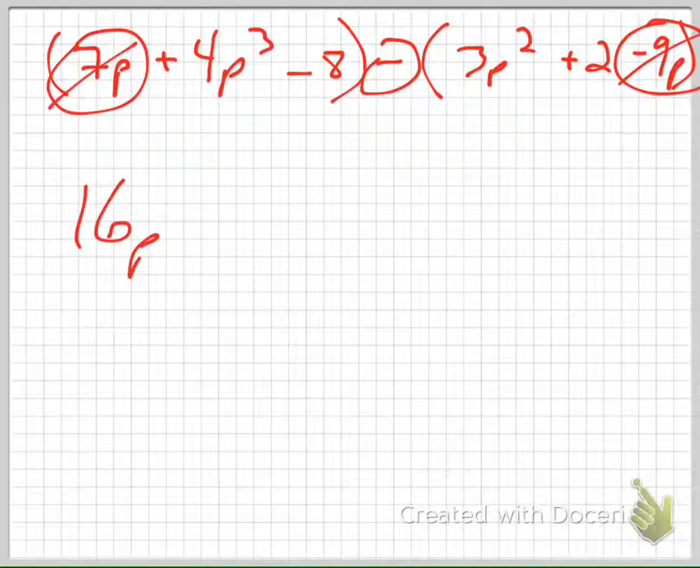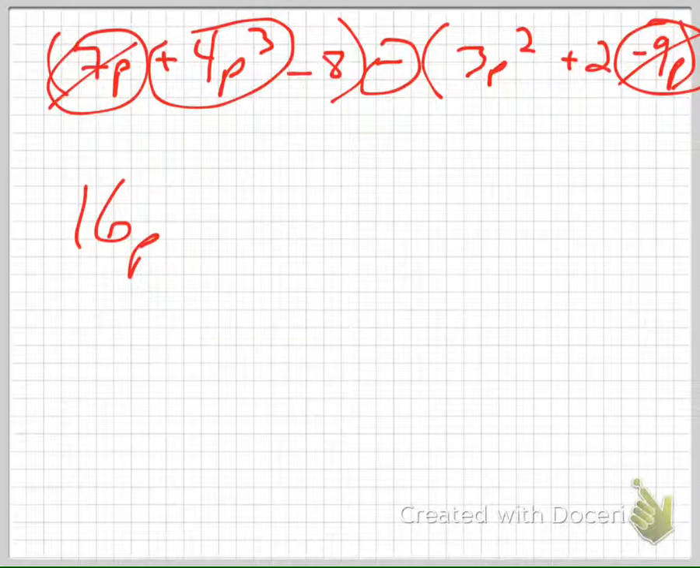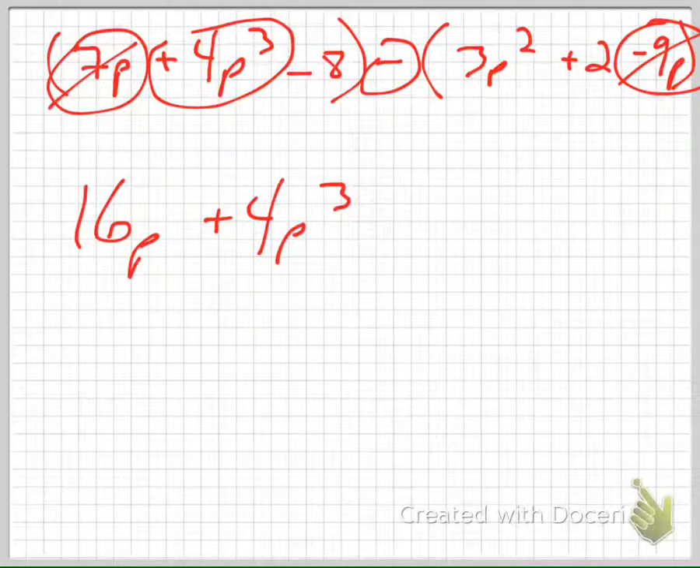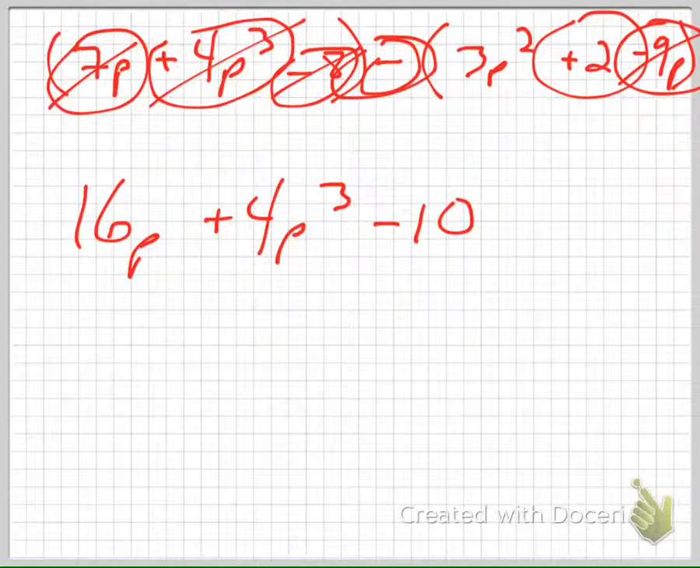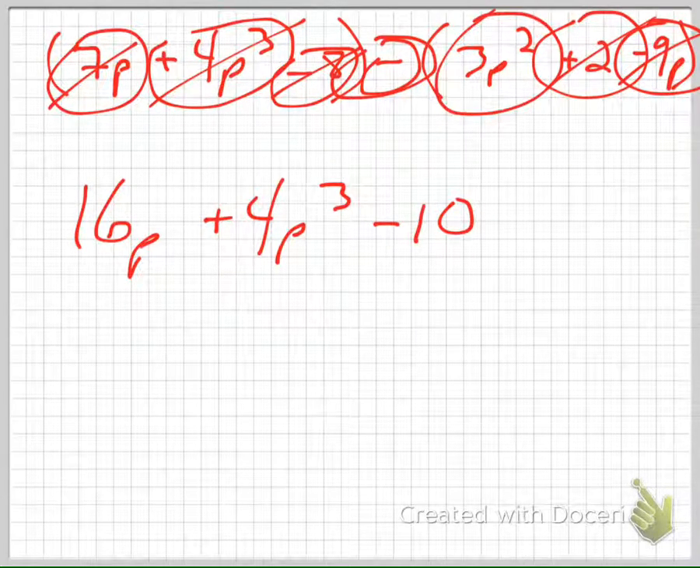They're gone. 4p to the third. So we have 4p to the third, and you go minus, and then is there any match? No. So then what is it? It's just plus 4p to the third. It's minus 0. Okay, gone. Negative 8 minus a positive 2. Negative 8 minus 2 is negative 10. Gone.